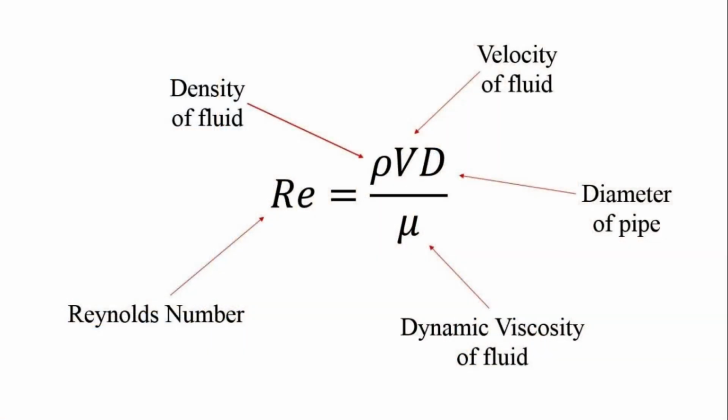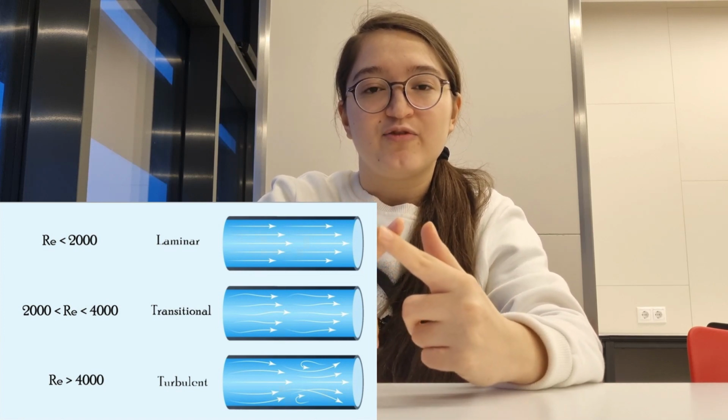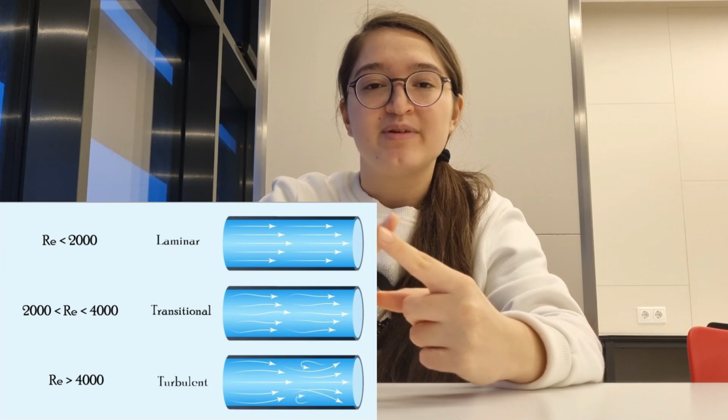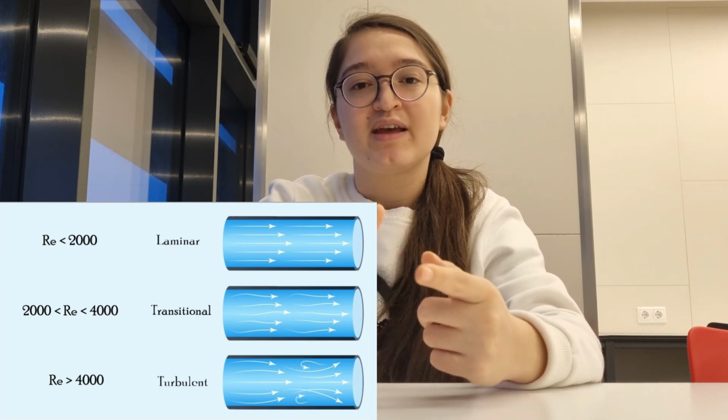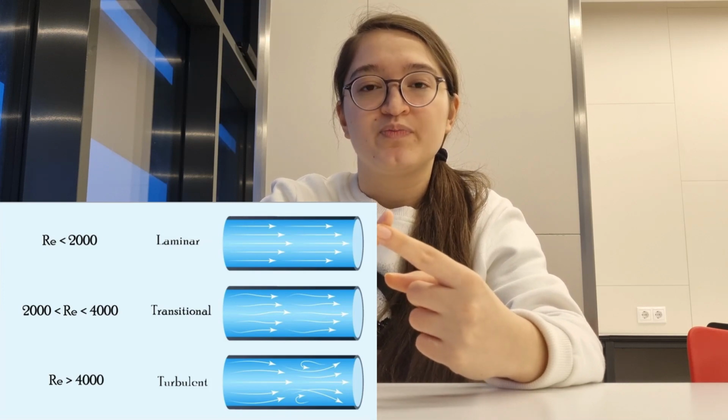When that formula is investigated, a dimensionless parameter appears. This dimensionless parameter, the Reynolds number, is a detector for fluid behavior. According to the Reynolds number, fluid flow can be categorized into three different regions. One of them is the laminar region, for Reynolds numbers smaller than 2000. In the laminar region, the flow is more orderly and smooth.